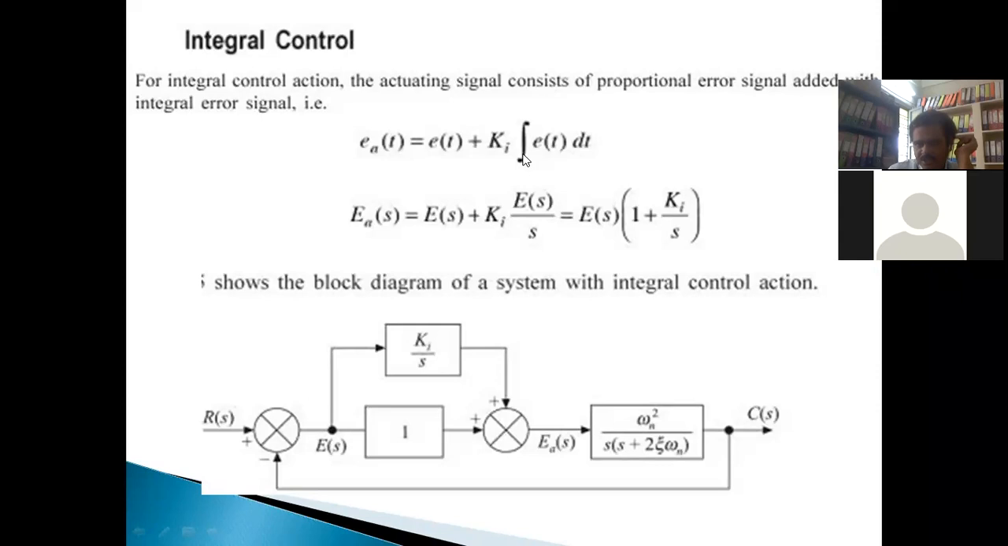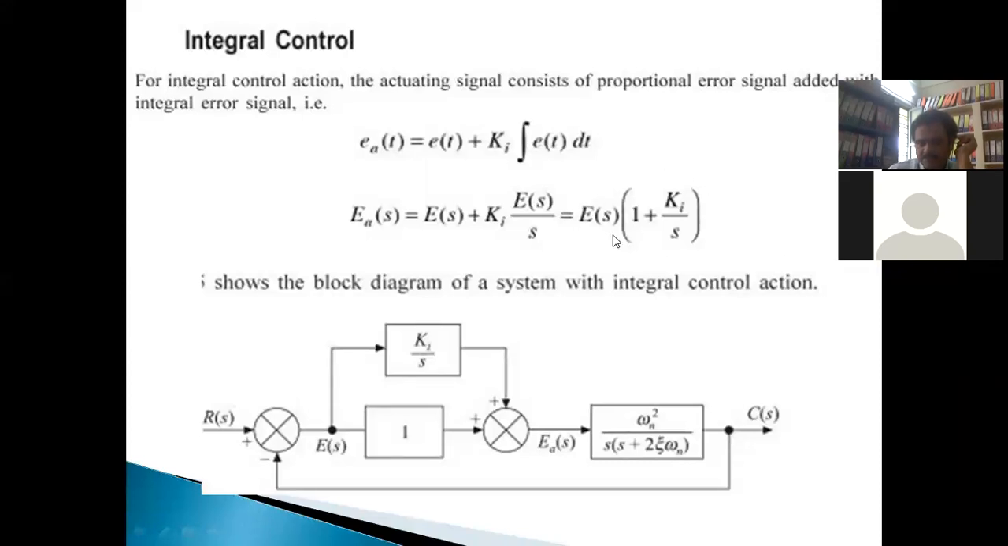So integration of actuating signal, integration of error signal plus this is one more error signal. This term is proportional term. Here this term is called as integral term. So if we add kp, otherwise simply if kp is equal to unit value, we can take it as integral controller simply.